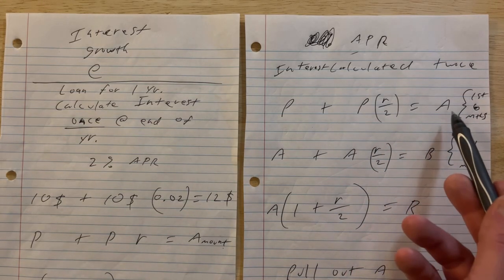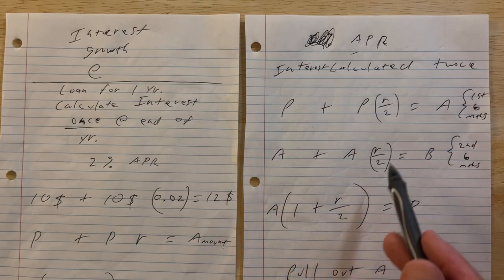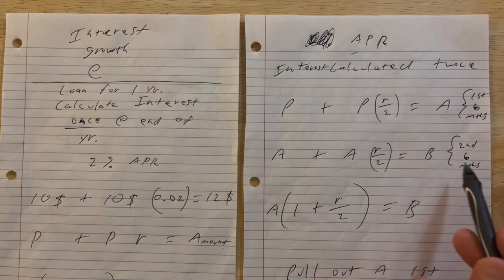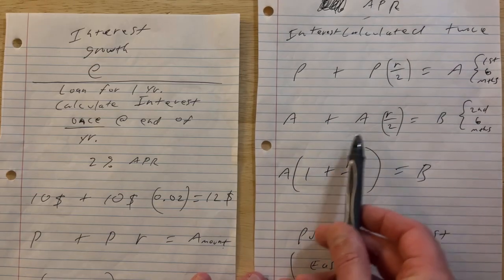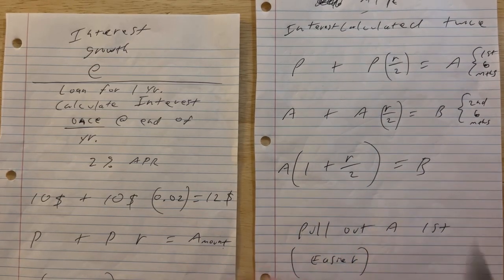Then we take that amount A, we take A plus the same amount times rate over 2, and that gives us B, and that's what we have to pay at the second 6 months, or when the year is up. So the formula looks like this. We can pull out our A, and we get A times the quantity 1 plus rate over 2 equals B.